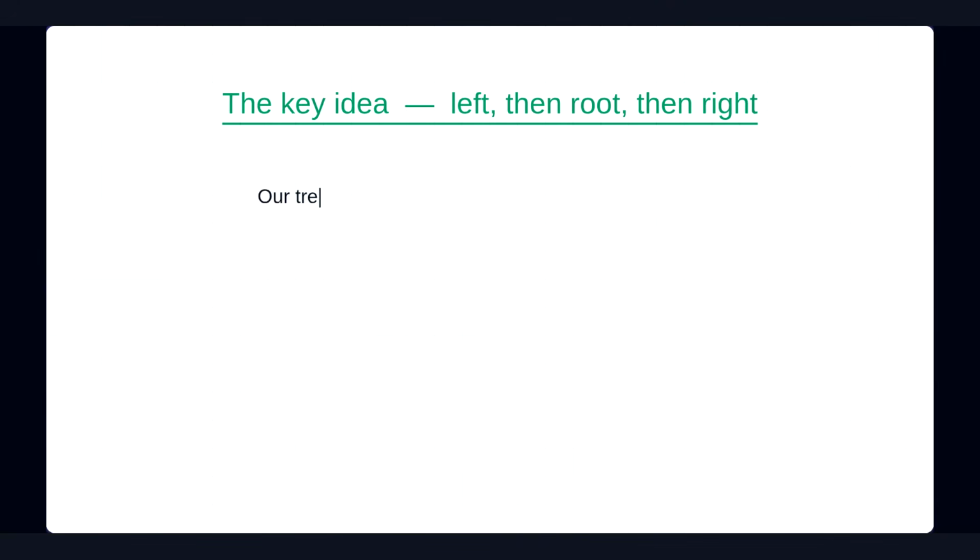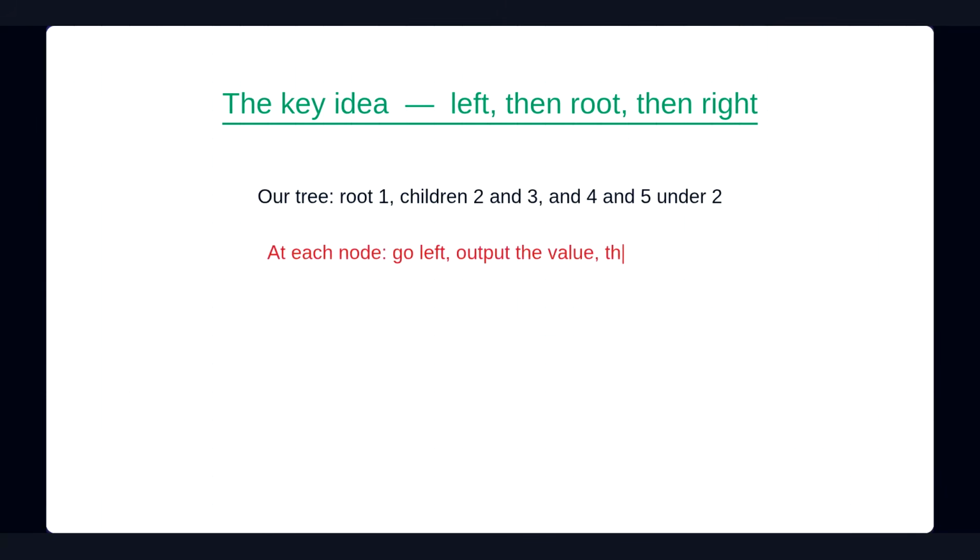Again, we use recursion, but we shift when we output the value. For any node, we first run in order on its left child, handling the entire left subtree. Then we output the node's own value. Then we run in order on its right child. The empty node is the base case, where we simply stop. Because the value comes right between the two subtrees, the root of the whole tree is printed somewhere in the middle. On our tree, the order is 4, 2, 5, 1, 3.